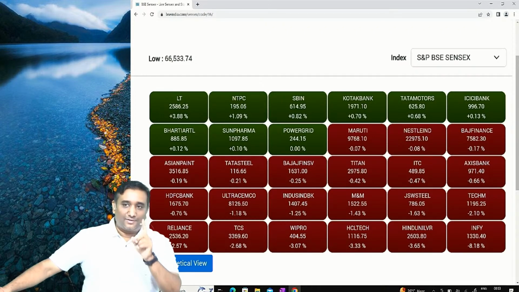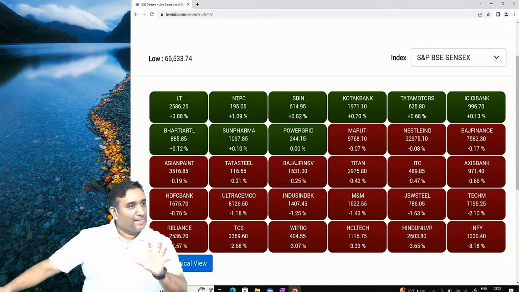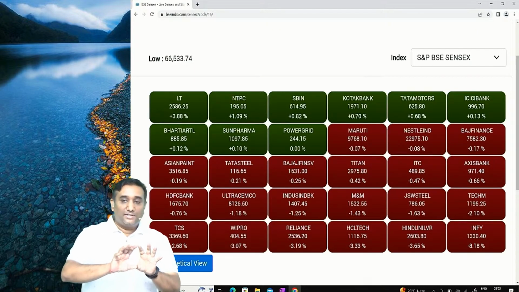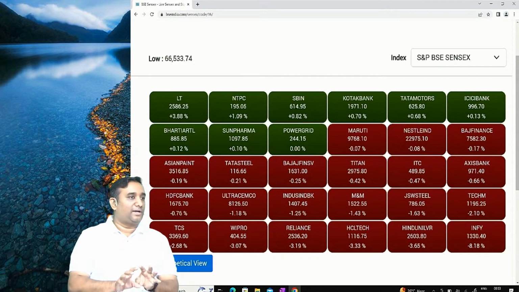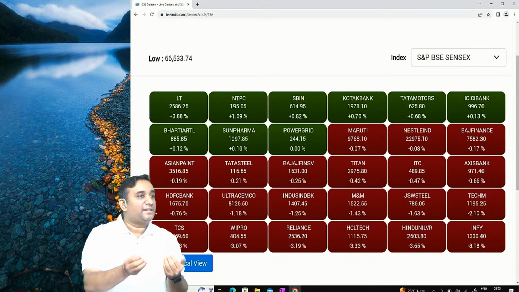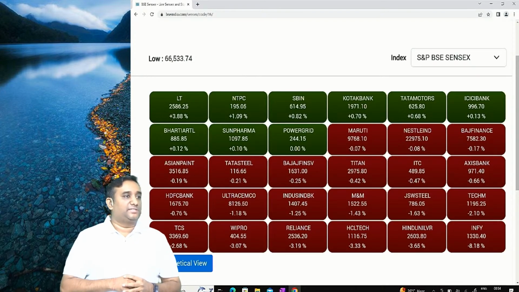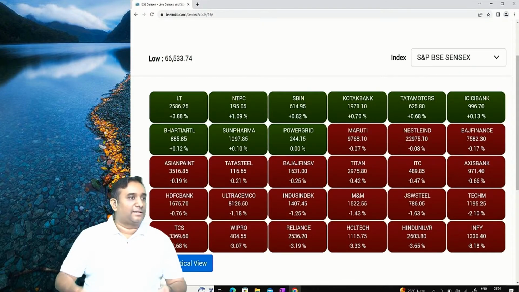Tomato, onion, potato, aloo, tamatar, pyaz. If anything happens to them, it certainly becomes news in every household. That means these are items which impact everyone. Now look at these kinds of companies. You would be knowing about these companies: ICICI Bank, Reliance, Infosys, HCL, TCS. That means these are the aloo, tomato, pyaz of the market.